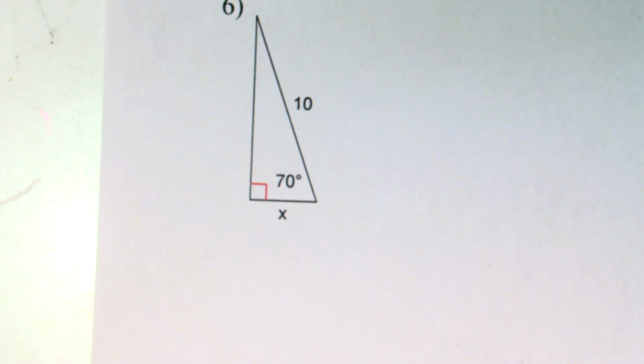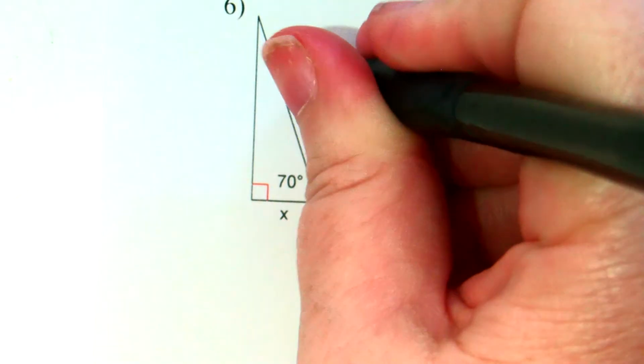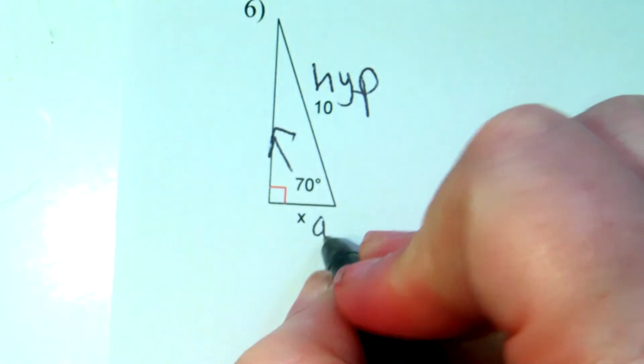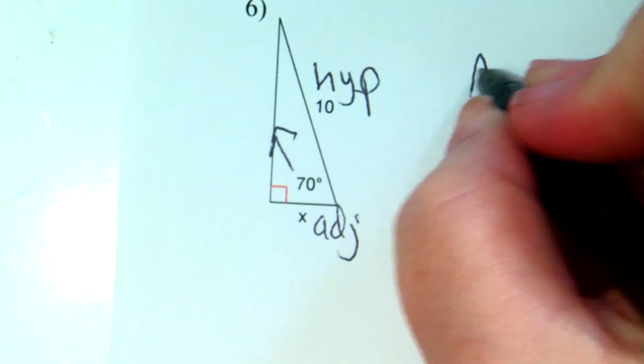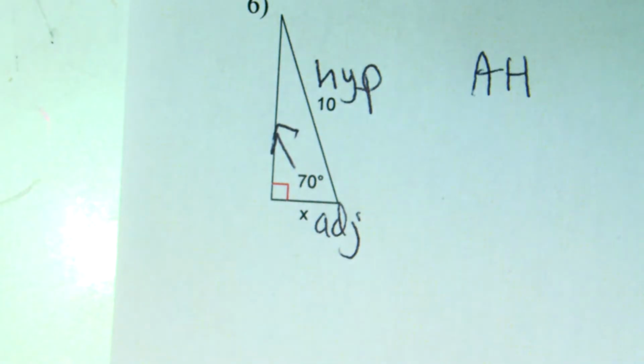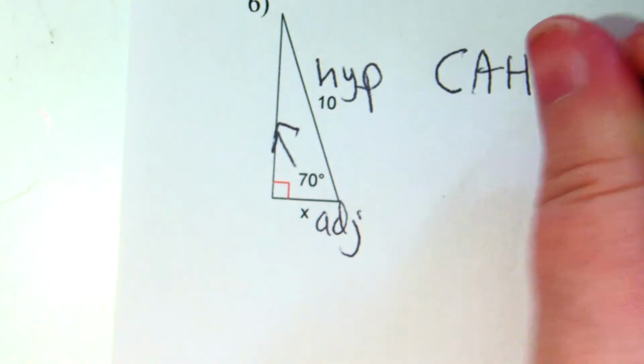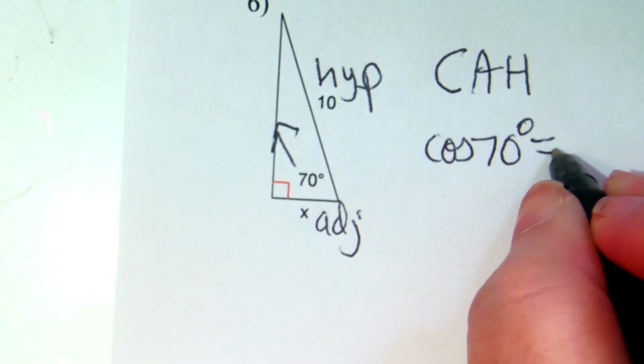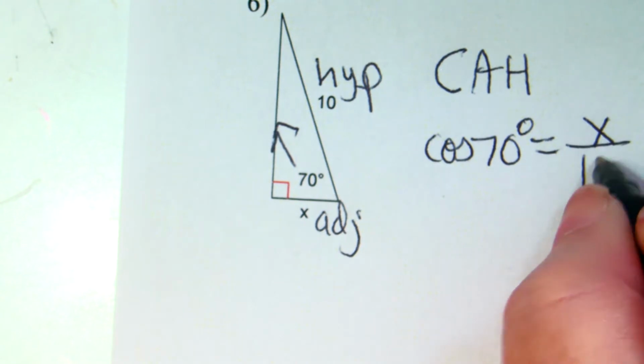So across from the 90 is the hypotenuse, and so from the 70 this would be opposite. So this is adjacent. So is it sine, cosine, or tangent? It's CAH. Cosine of 70 degrees equals adjacent, which is x, over 10. And you put a box around it.